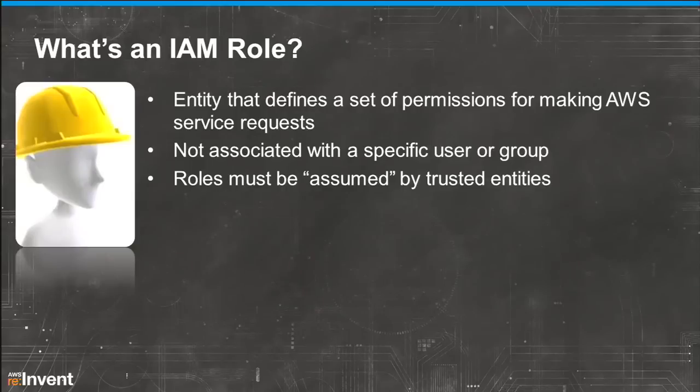For those of you who aren't using roles, a role is an entity that defines a set of permissions for making AWS service requests. People understand the concept of a user and groups, and sometimes people come up to me and say, well, is a role just like a group? A role is not tied to a person. A role is a container for policy. And then you take other entities, like IAM users, or another role, and you trust them. That trusted entity assumes the role and derives their permissions from that role.